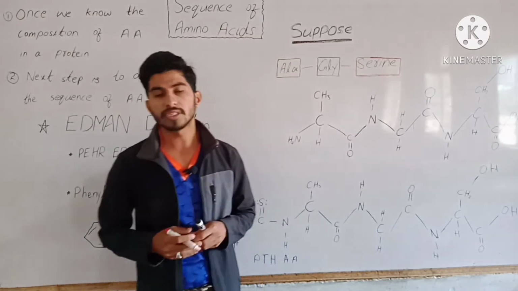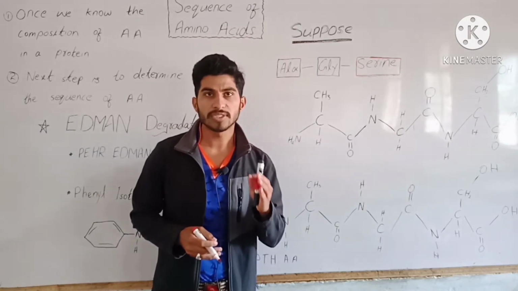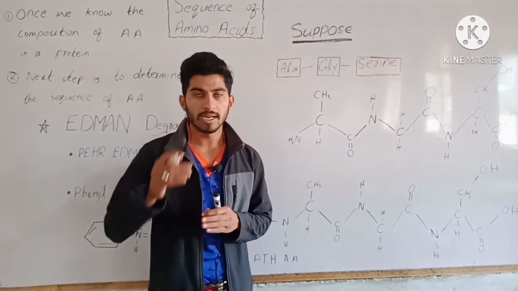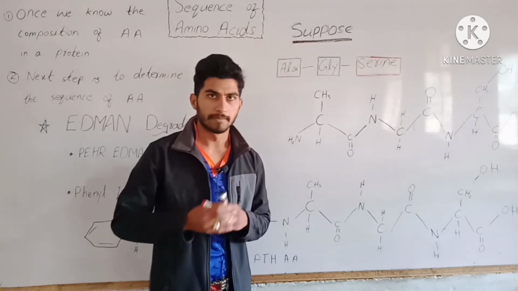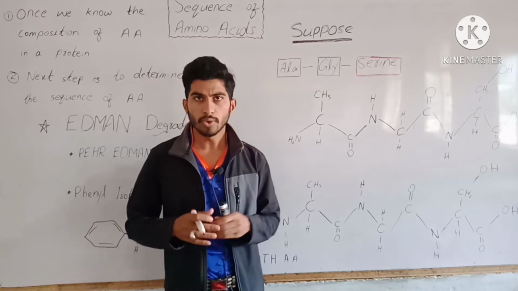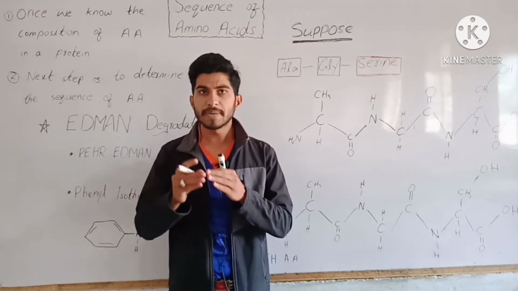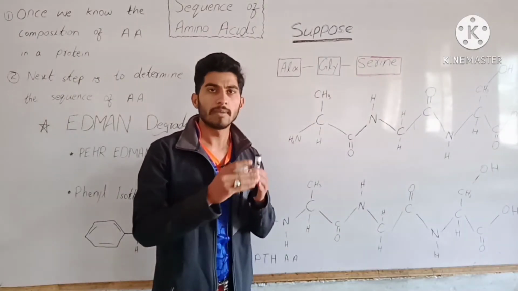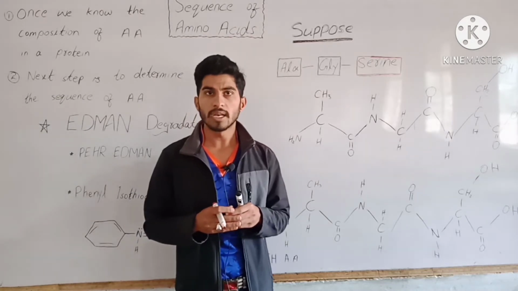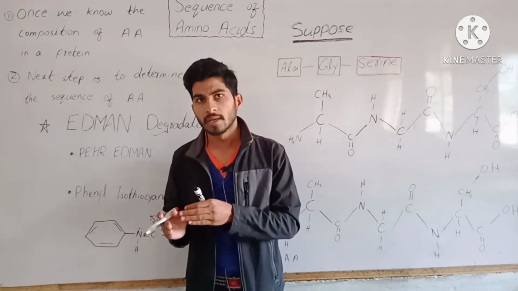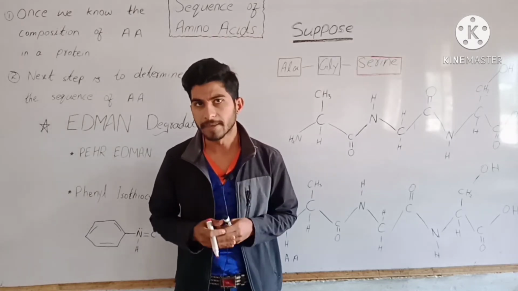According to this technique, a reagent known as phenyl isothiocyanate will react with the N terminal of the polypeptide chain. So we can separate the amino acid which is present at the N terminal of the polypeptide chain, and we will label that amino acid with the help of chromatography or electrophoresis technique.